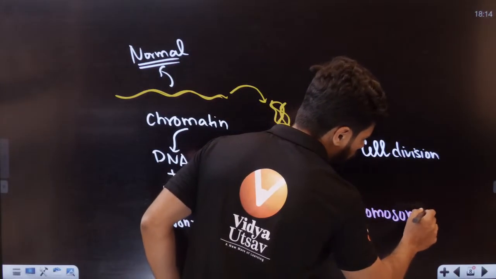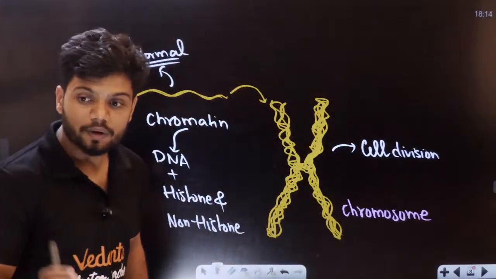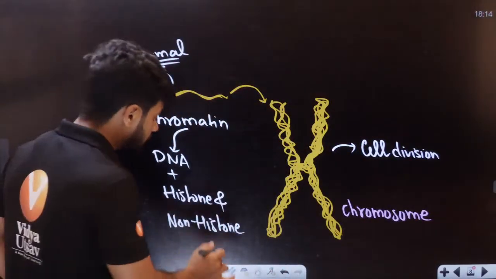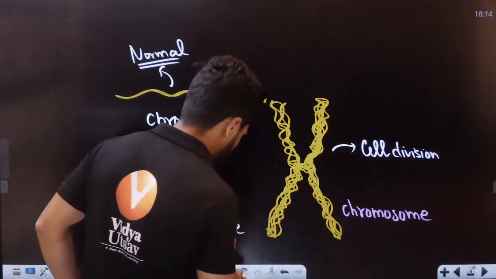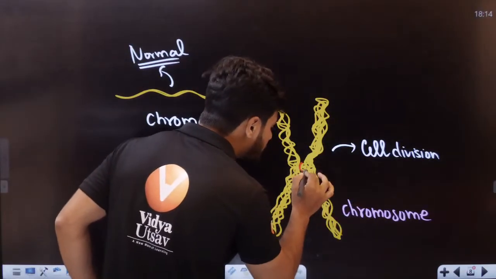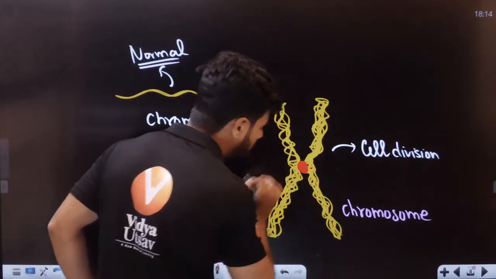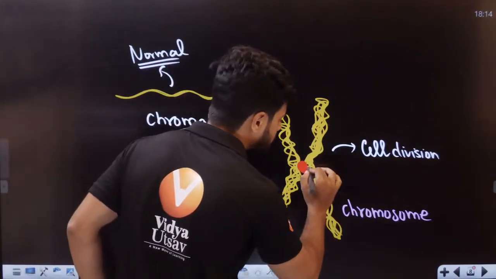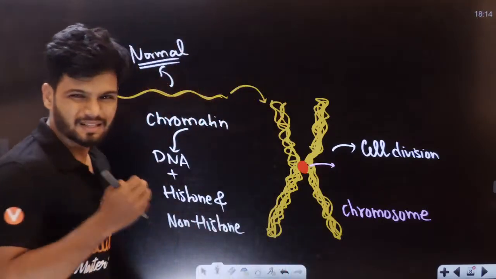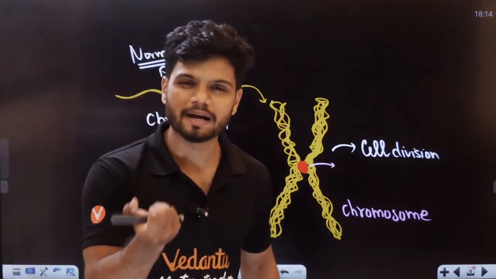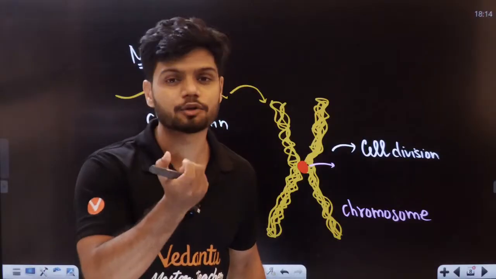All of you know what is a chromosome right now. Okay. Now students, in this chromosome, right in the middle, there is a primary constriction. Constriction means it is made up of heterochromatin. It is made of heterochromatin in the middle.